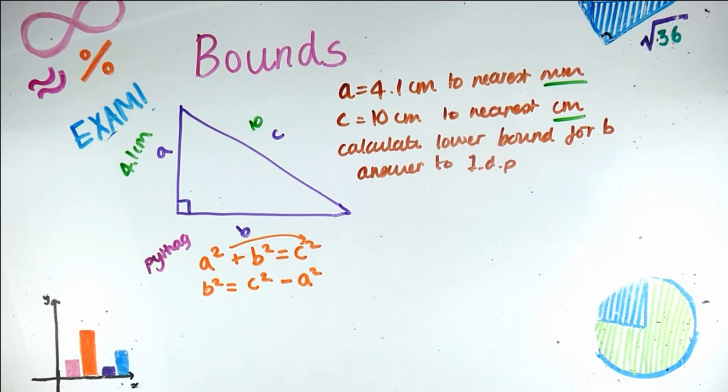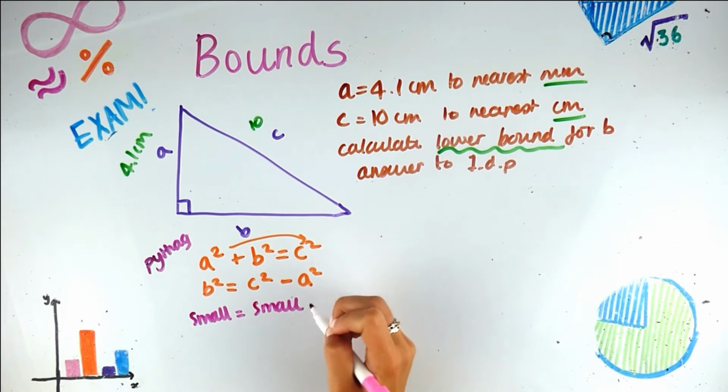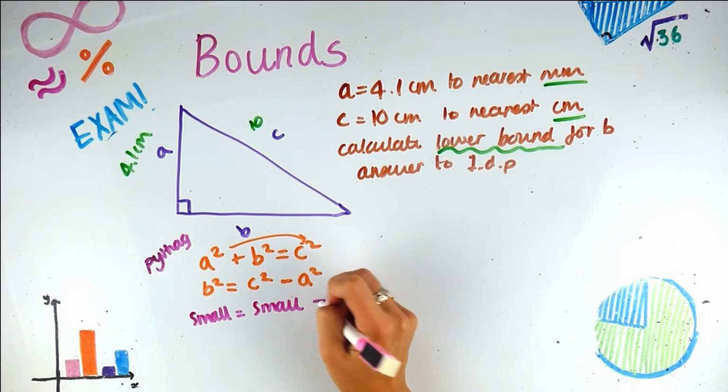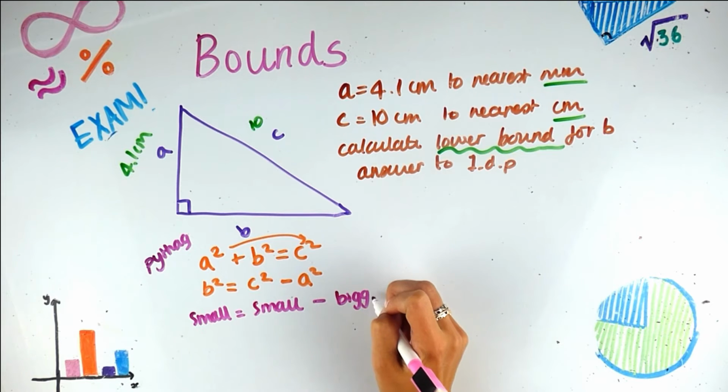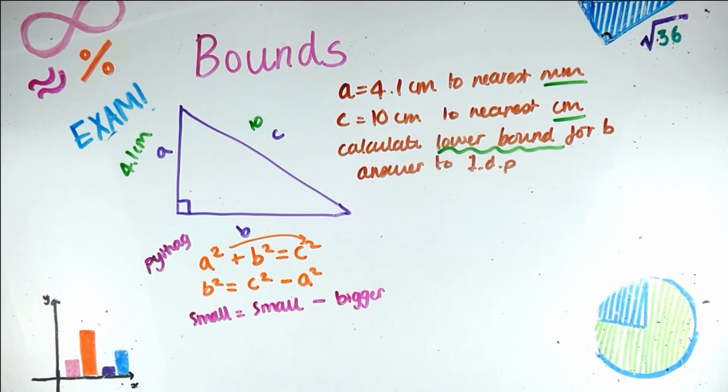Now I'm going to look at that, and I am going to try and calculate the lower bound for b. So I want the smallest possible value for b. So I want small here, bearing in mind I can adjust C and A a bit, and I want to get the smallest output. So I want to start with something super small, like the smallest I can possibly make it, and I want to subtract something as big as I can possibly make it. So I want the smallest C value I can possibly get, subtracting the biggest A value I can get. Because if I've got something small, I want to subtract as much as I can to make it as small as possible.